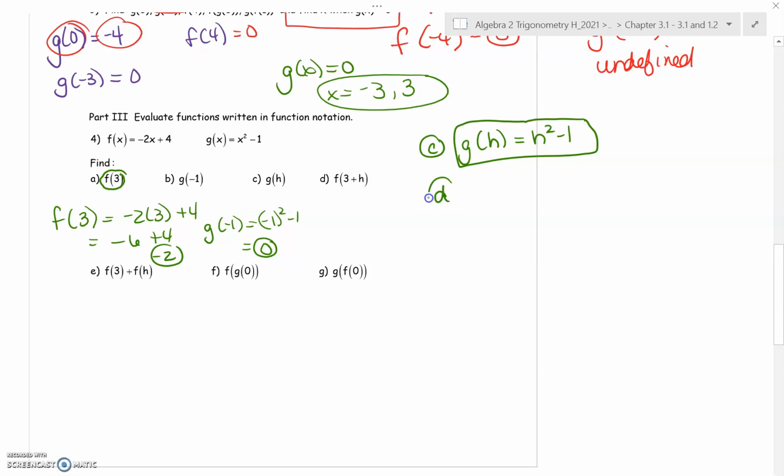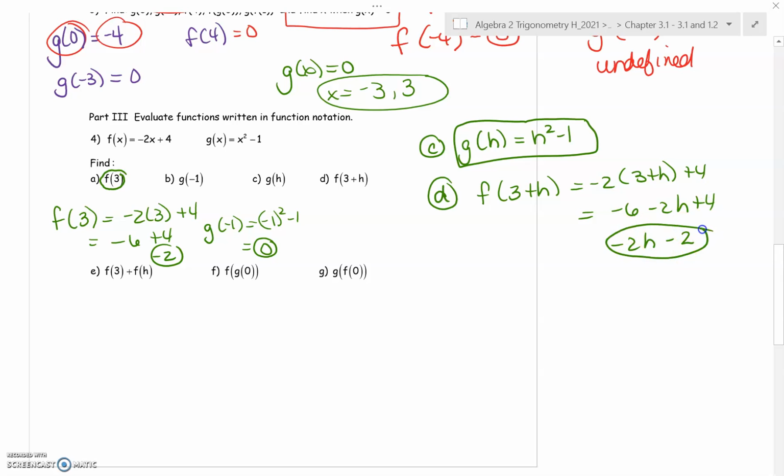For part D, I need the function f, but again, I'm going to replace the x with 3 plus h. So I'll put parentheses around my 3 plus h. And I end up with negative 2h minus 2. Okay, so what I would like you to do next is go ahead and give it a try. Try E, F, and G. Pause the video and see if you can evaluate those functions.